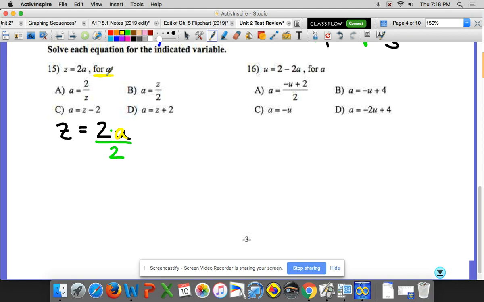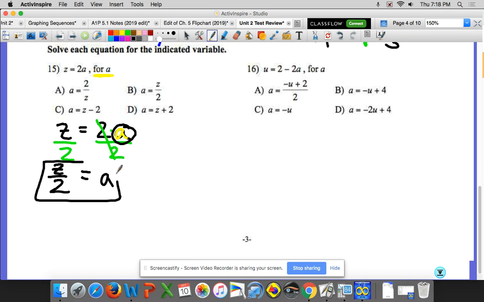So we're going to have to cancel things out. In this case, we need to cancel the 2. And what we do to one side, we've got to do to the other. So the 2's end up canceling, and so we get that A that we want by itself. Once we get the A by itself in literal equations, or the variable that we're looking for, all we do is copy down whatever's on the left because we're not solving for anything. We're just rearranging. So we're going to have A equals Z over 2, and that is going to be choice B.